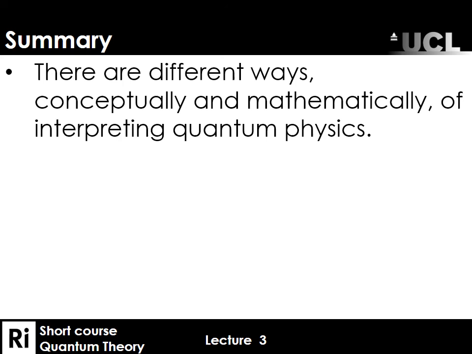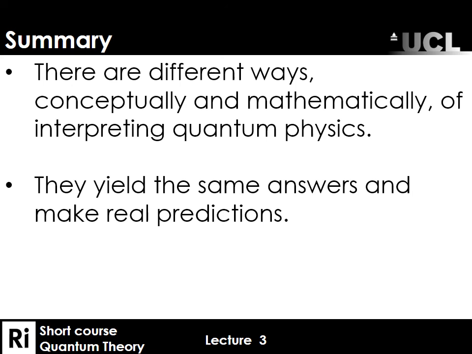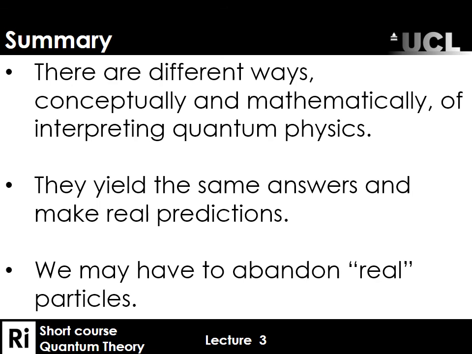So there are different ways, mathematically and philosophically, of interpreting quantum physics, okay? The thing is that they all yield the same answers and they all make the same predictions, okay? So we may have to abandon the idea of there being real particles at a fundamental level, right? But I don't want you to get too depressed about it.